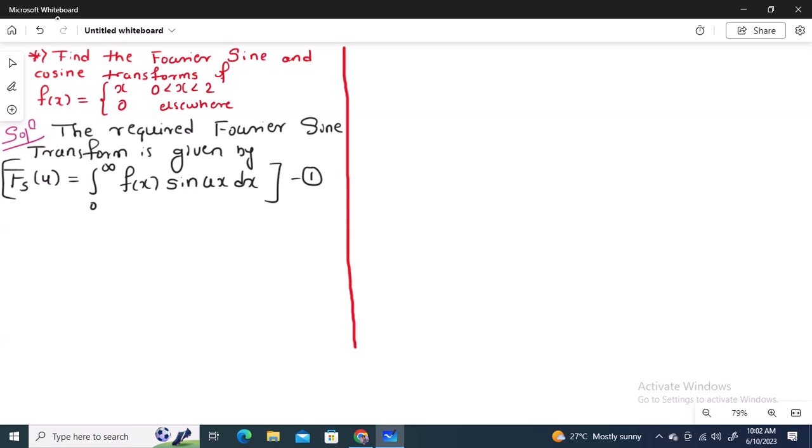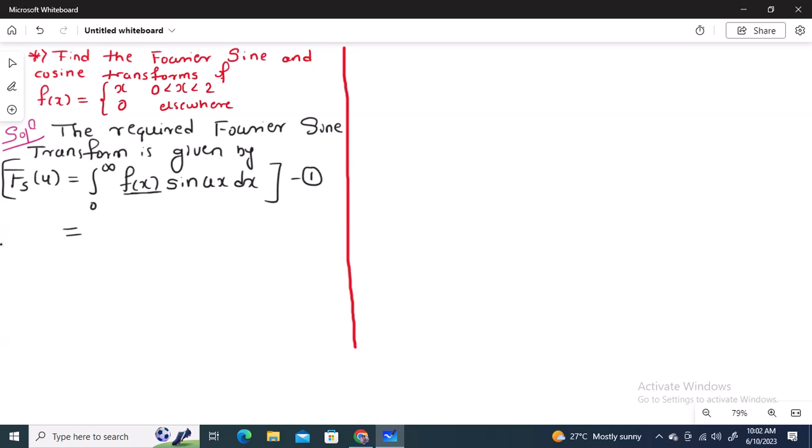Then here f of x is the function. So this f of x is what we have to find out. You can see the f of x value is x only for x lying between 0 to 2, and f of x value is 0 in all other cases. Therefore, for f of x we have to consider only x, because if I take 0 here, 0 into something is 0. So that second function is not necessary. Only the first function x we have to consider in the interval 0 to 2. Okay, I'll just rewrite this equation 1 as per the given data.